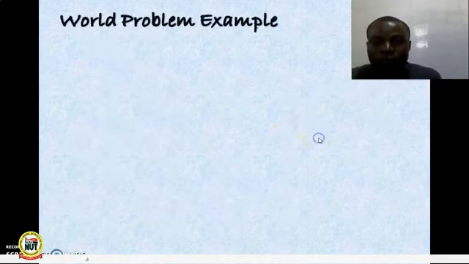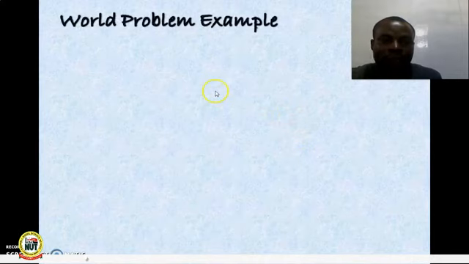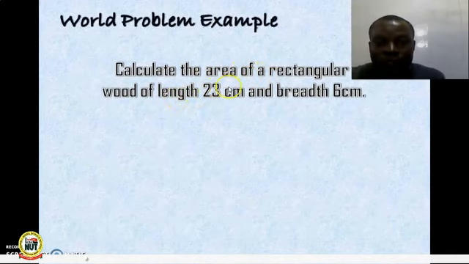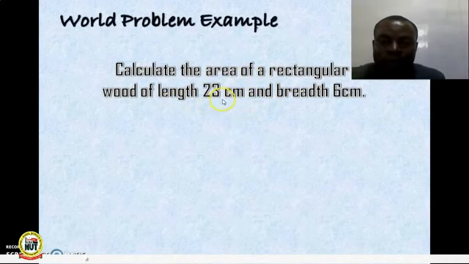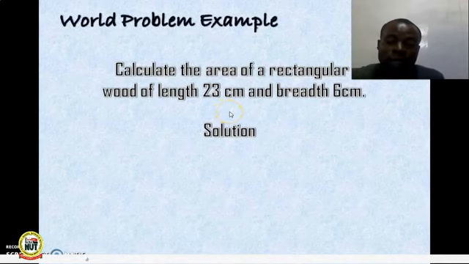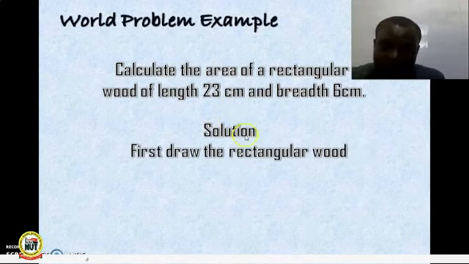So let's move to the final example for today. That is what I refer to as the word problem example, and it is very simple though. Calculate the area of a rectangular wood of length 23 centimeters and breadth 6 centimeters. Solution to this: the first thing we are going to do here is to draw the wood first. So this is the wood.